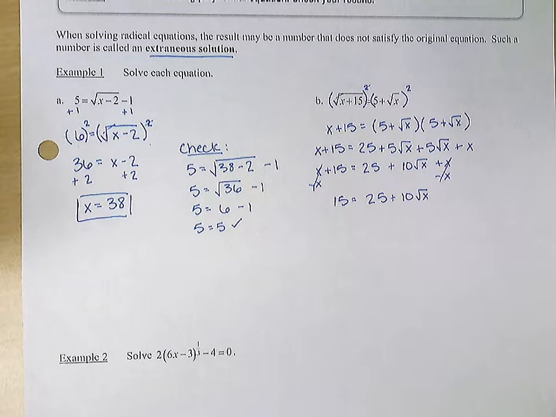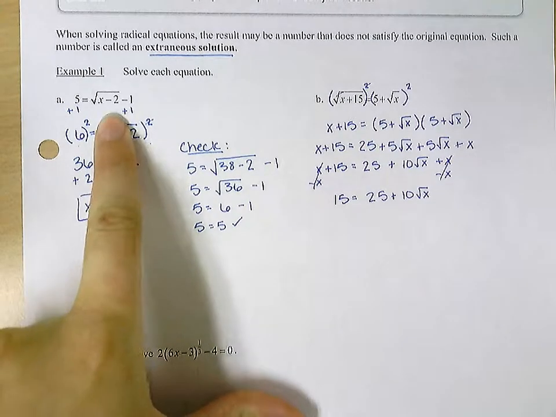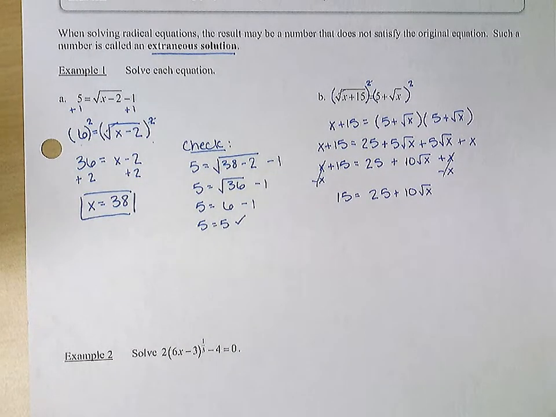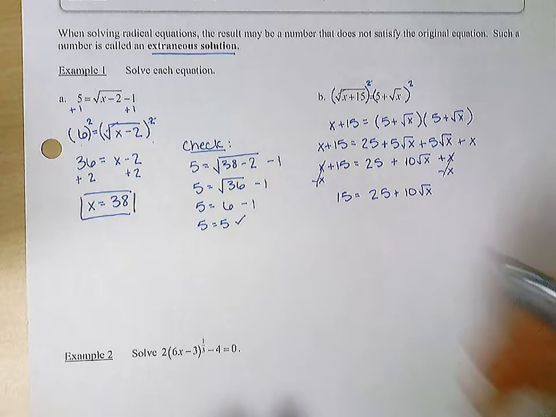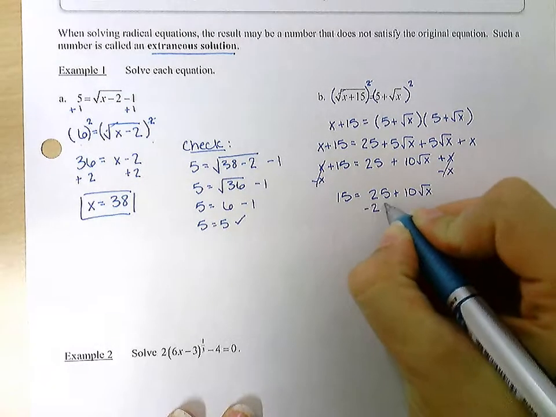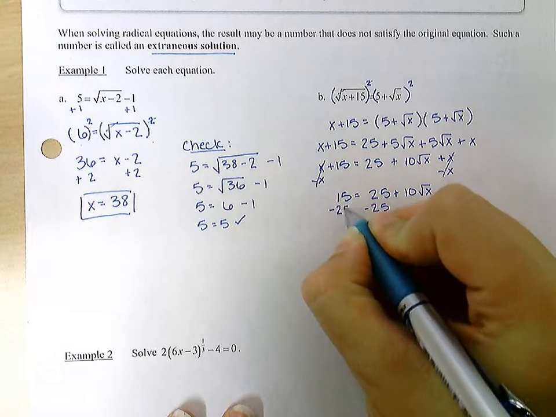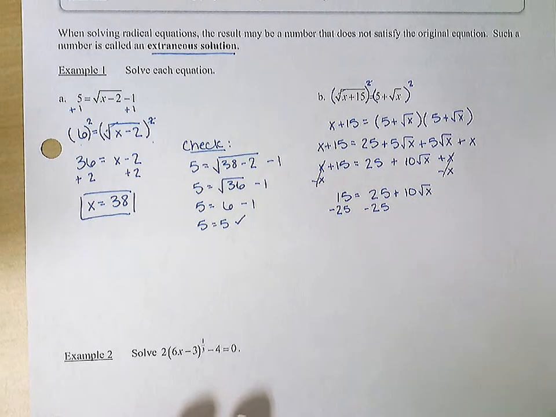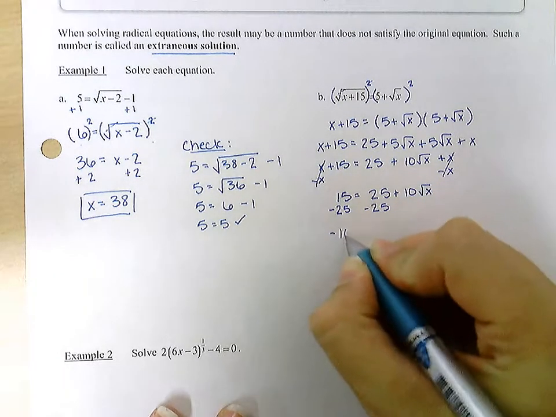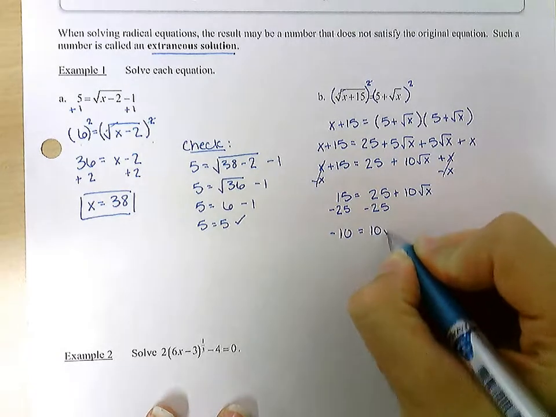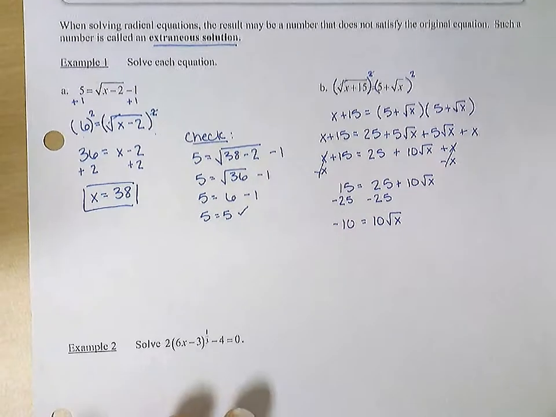Now, I'm going to solve this like I solved this one over here. I want to isolate that radical. Okay, I want to get that radical by itself. So I'm going to subtract 25 from both sides of my equation. So I have negative 10 is equal to 10 times the square root of x.